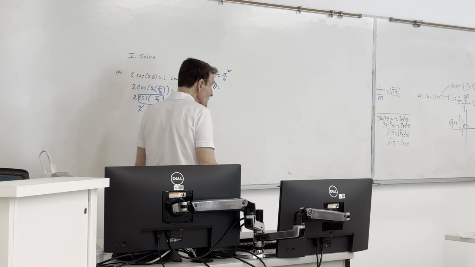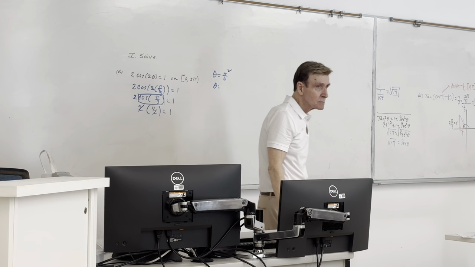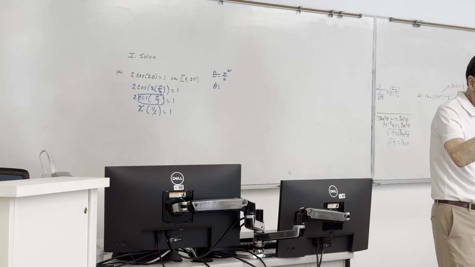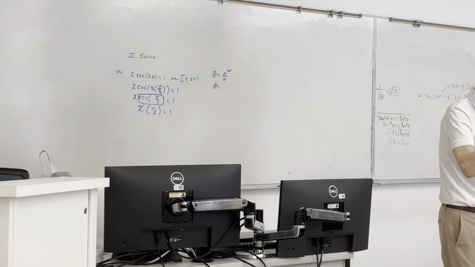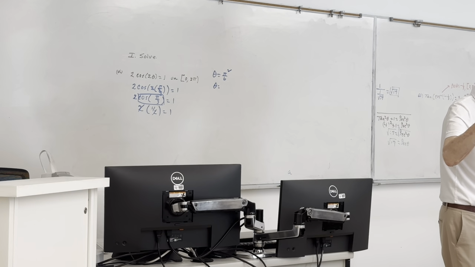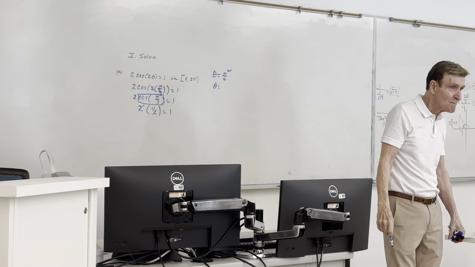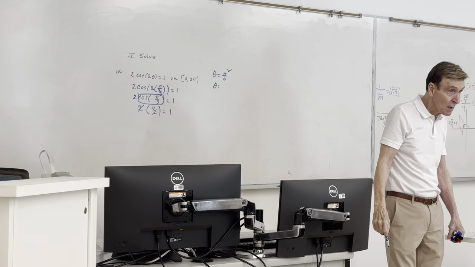Is there another? Now keep in mind, they put a restriction on us. They want to find all those between 0 and 360, or 0 and 2 pi. He's giving me 30, 30 works. Is there another one? Yes. Like what? Pi over 3. Pi over 3? Yeah.